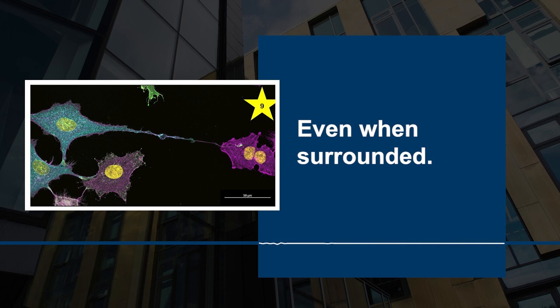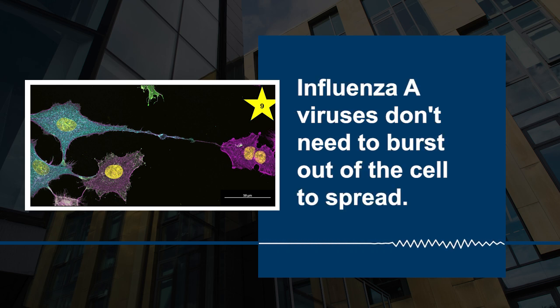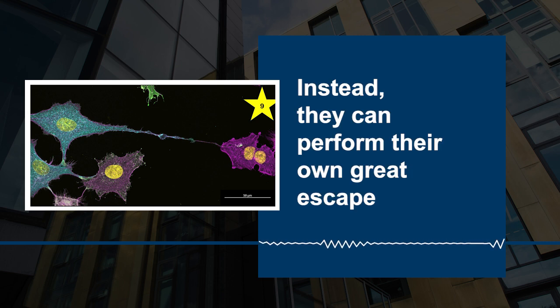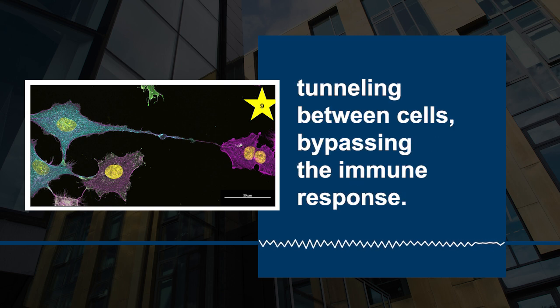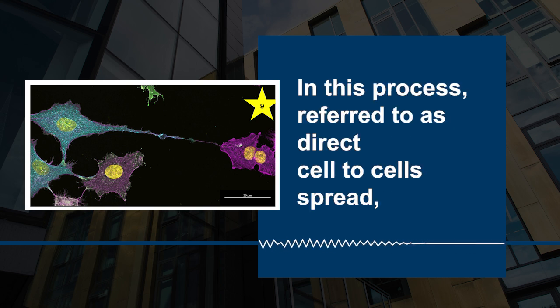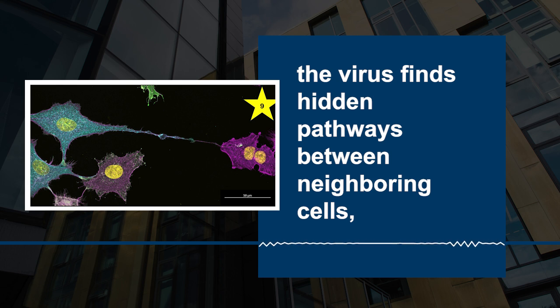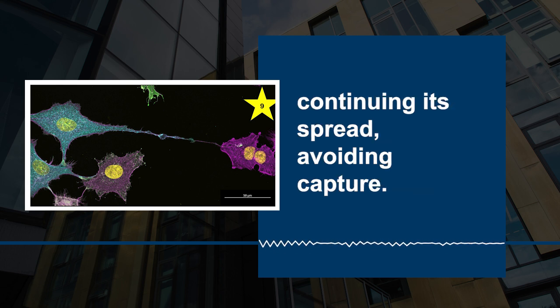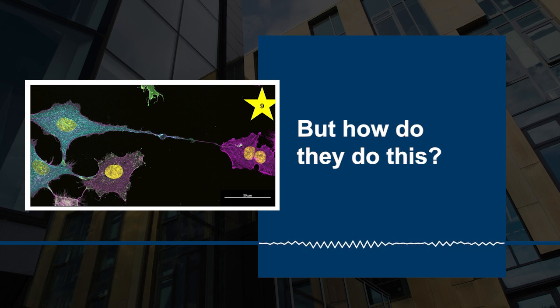Even when surrounded, influenza A viruses don't need to burst out of the cell to spread. Instead, they can perform their own great escape, tunneling between cells, bypassing the immune response. In this process referred to as direct cell-to-cell spread, the virus finds hidden pathways between neighbouring cells, continuing its spread, avoiding capture. But how do they do this?